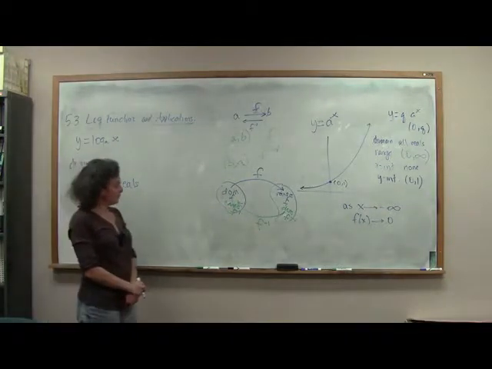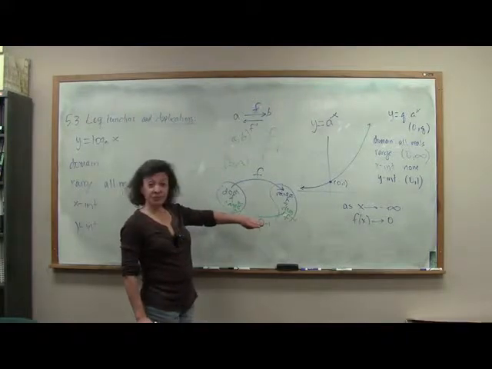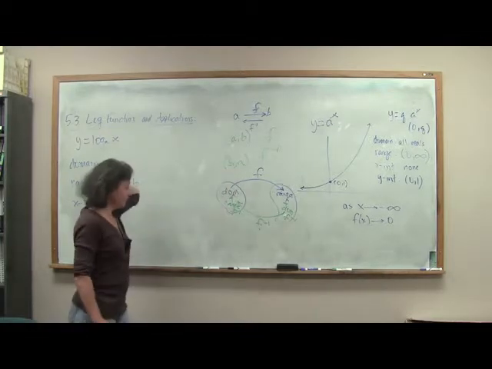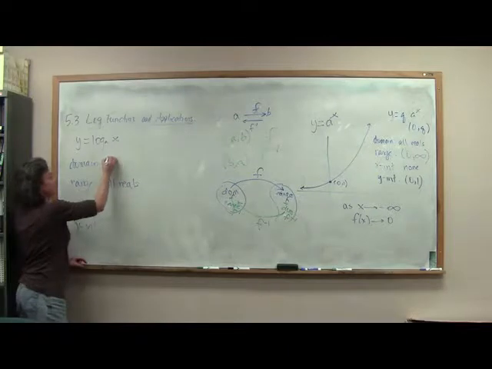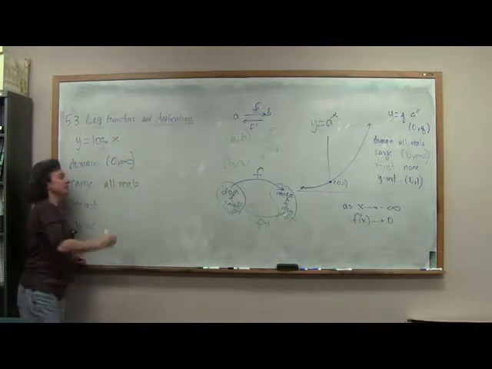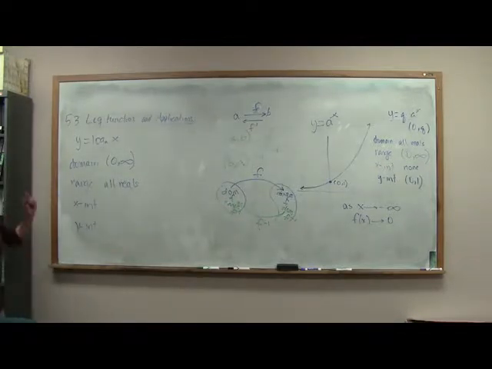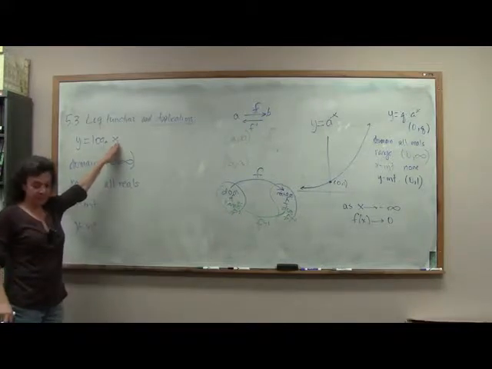And in a similar manner, wasn't the range of our function equal to the domain of my inverse? The range of my function is the domain of my inverse. The range over there was from 0 to infinity, so that becomes my domain here. Key thing, you can't take the log of a negative number. Whatever you're taking the log of cannot be negative.